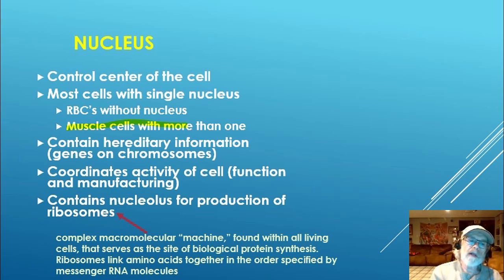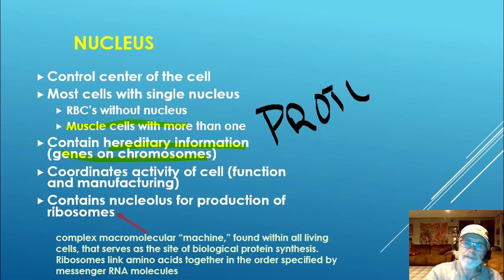So all this hereditary information is on genes on the chromosomes, okay? And what the genes do, okay? The genes are basically there that actually have a code for making protein.